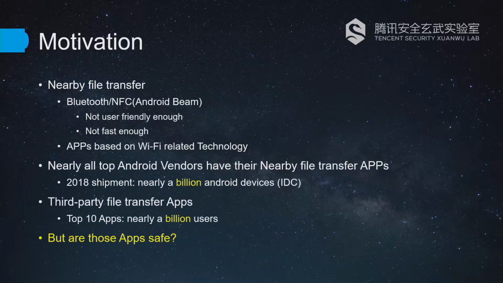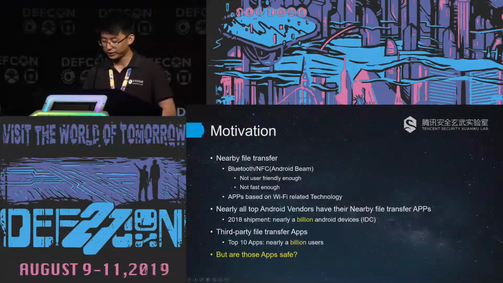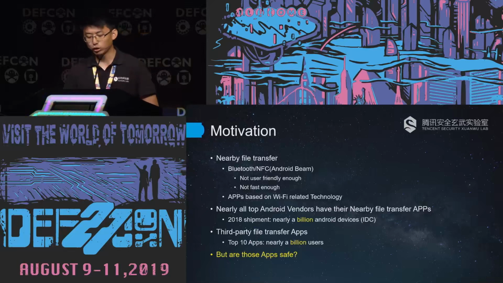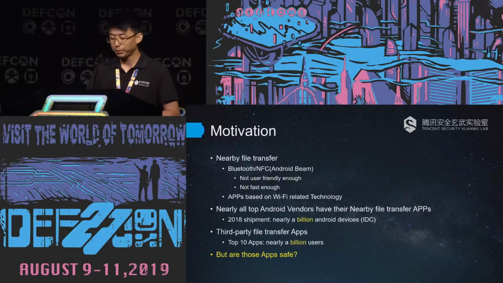Based on our research, we found that nearly all top smartphone vendors have their sharing apps. Based on IDC's data, we can find that the shipment last year is nearly 1 billion phones. 1 billion within a single year. That's a big number. If they are vulnerable, a huge number of people will be affected. So we began our research.